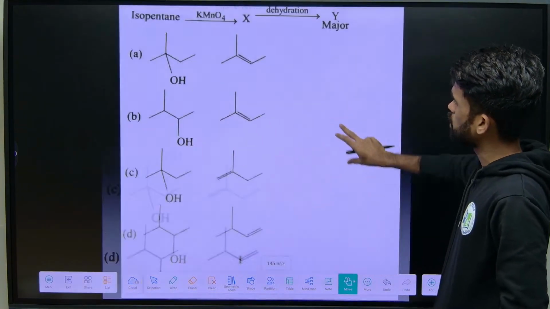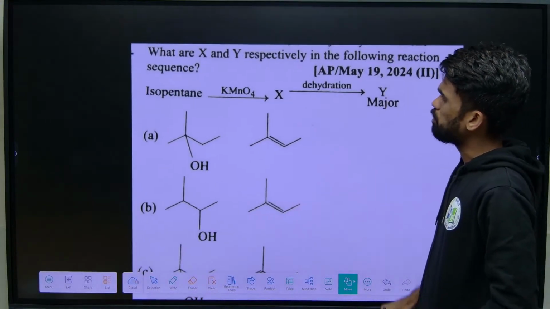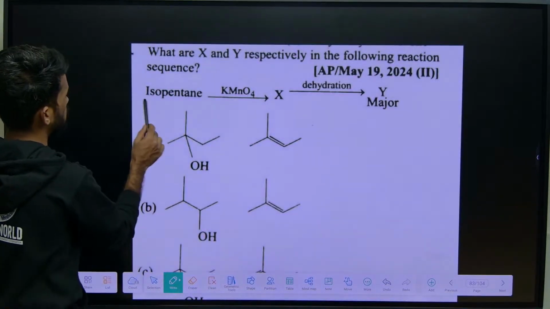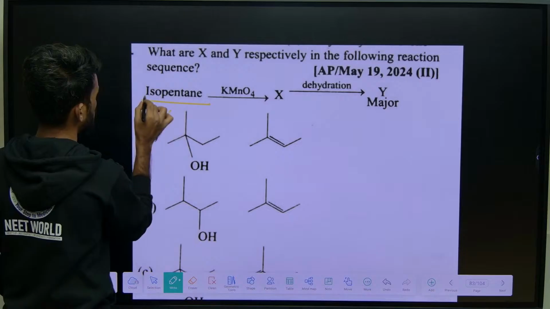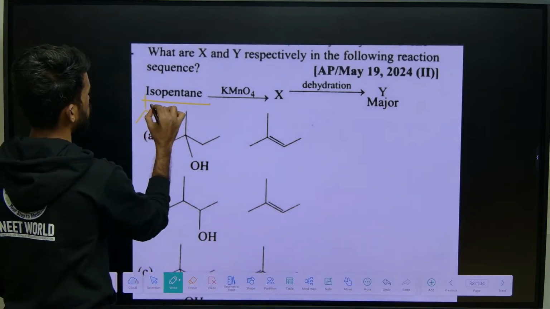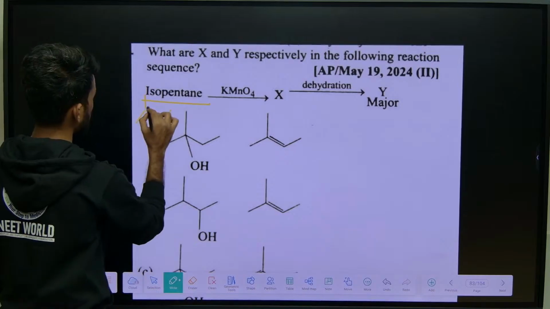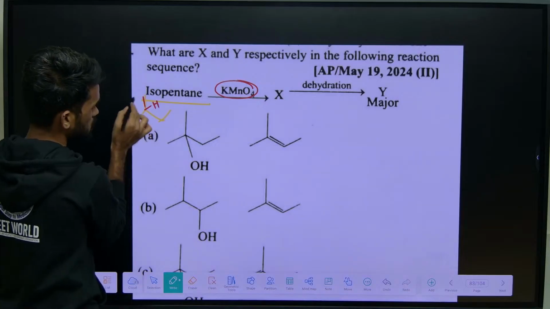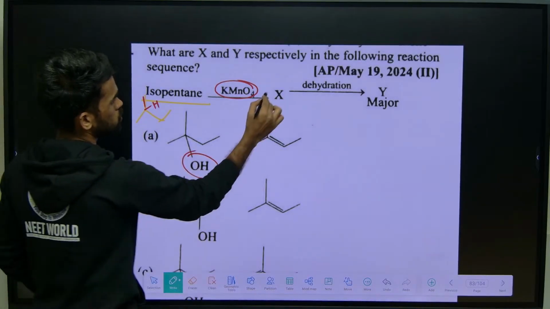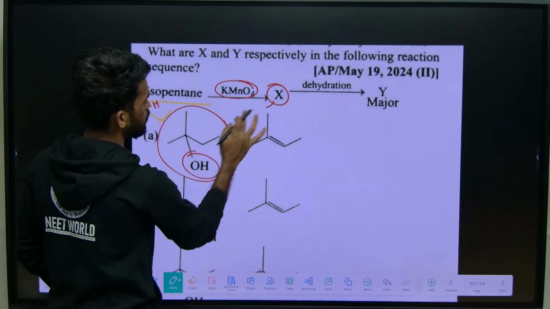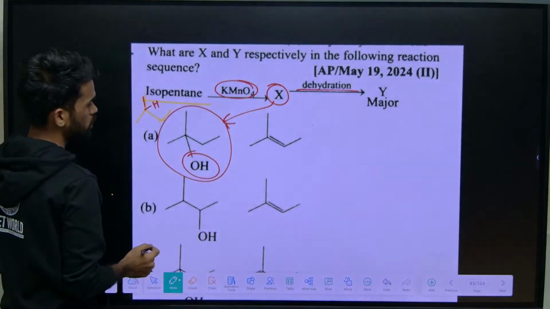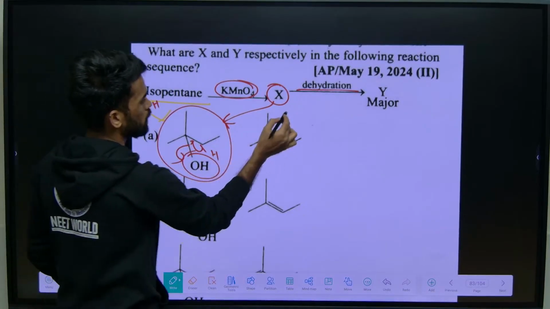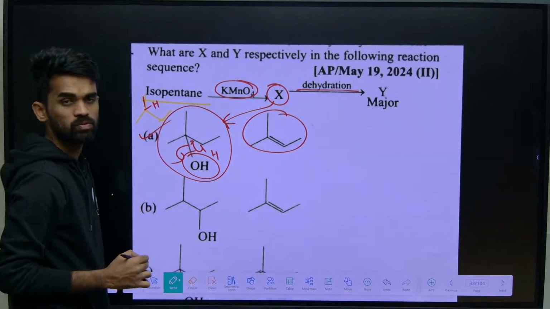So whenever there is KMnO4, what happens? It oxidizes. Generally alkanes do not react, but isopentane contains a tertiary hydrogen. So this tertiary hydrogen will be converted into alcohol with this KMnO4. It means this OH group is formed. So this OH group containing alcohol is formed as X, and upon dehydration, you have protons here now. So remove this hydroxy group and you will get an alkene like this. So the first option is perfectly correct for this question.